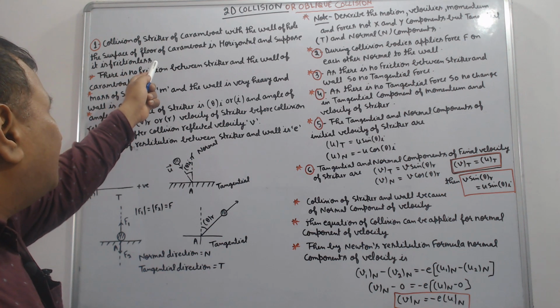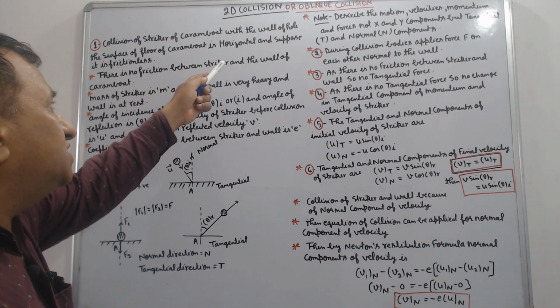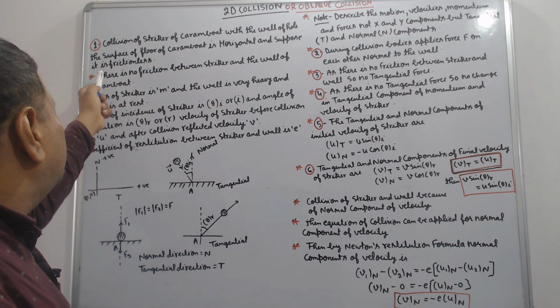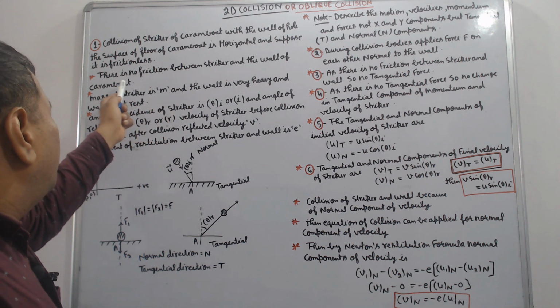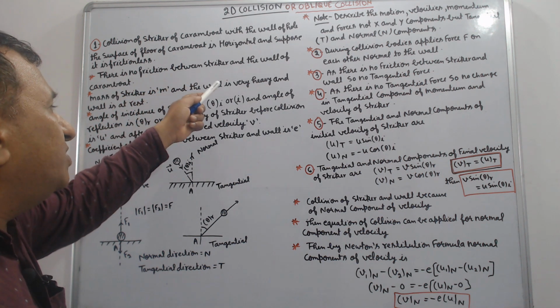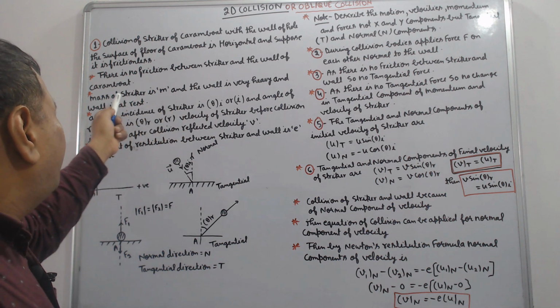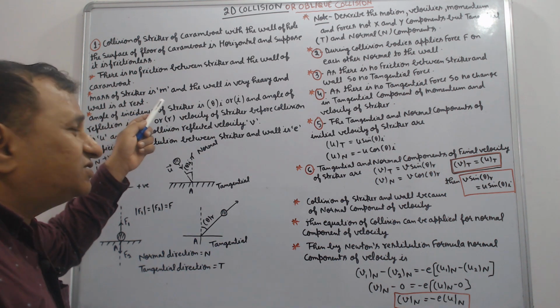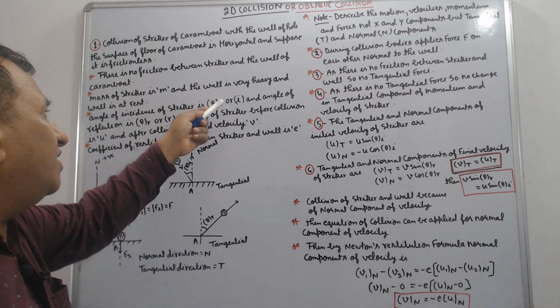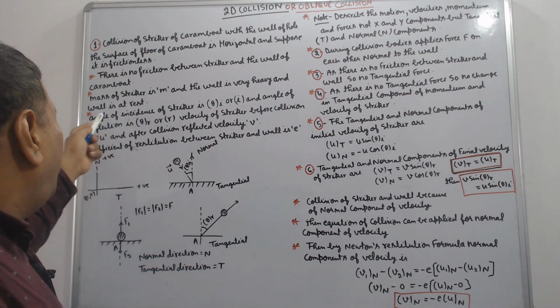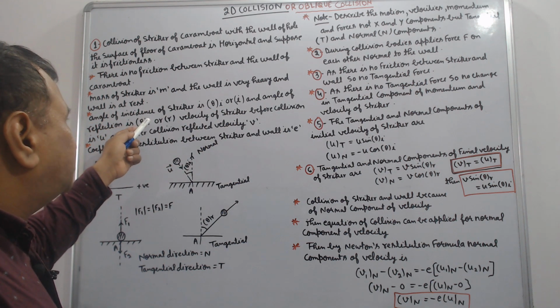The surface of the floor of the carom board is horizontal and suppose it is frictionless. There is no friction between the striker and the wall of the carom board. The mass of the striker is m and the wall is very heavy and at rest.